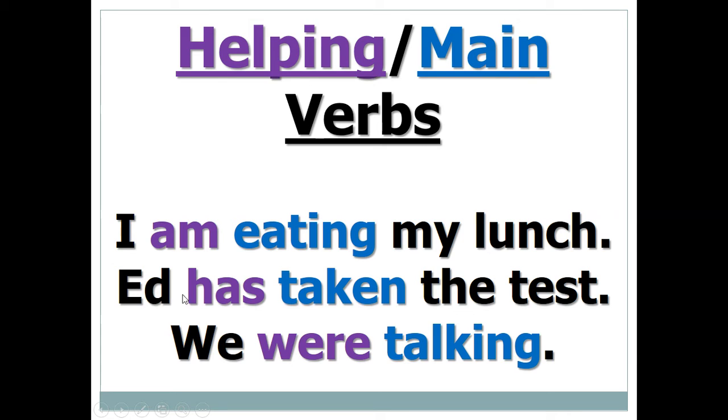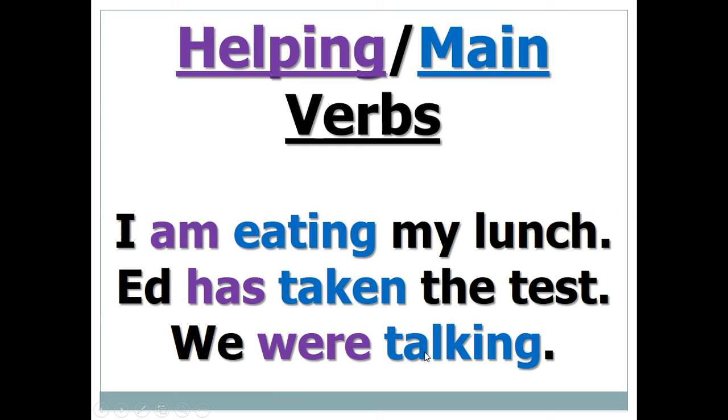Here's the next sentence. Ed has taken the test. The subject is all about Ed. Is Ed doing something in the sentence? Well, Ed taken. Does that make sense? No. So I would need some sort of helping verb out in front. That's where the word has comes into play. So Ed has taken the test. Has is the helping verb, and the word taken is the main verb.